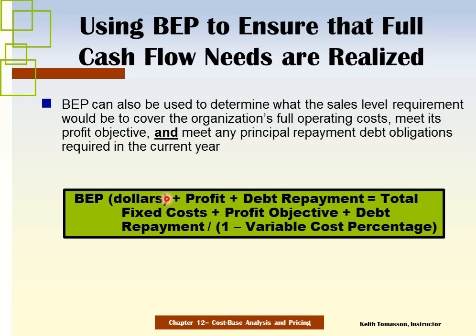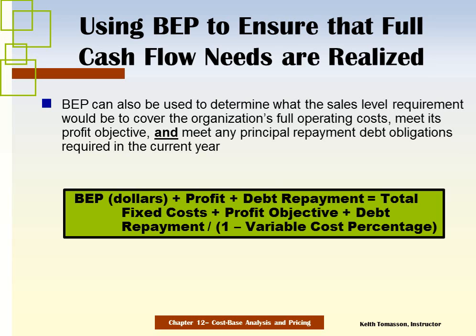Here's our formula from before, the break-even point in terms of dollars plus profit. Also include the debt repayment equals our total fixed cost plus our profit objective plus our debt repayment as the numerator, divided by 1 minus the variable cost percentage as our denominator as before.